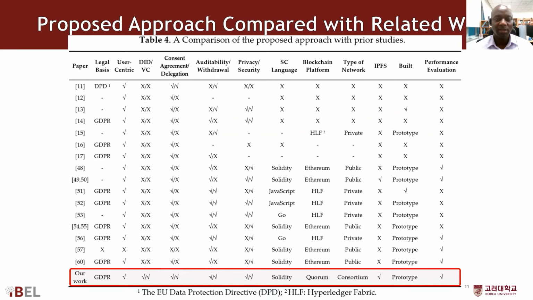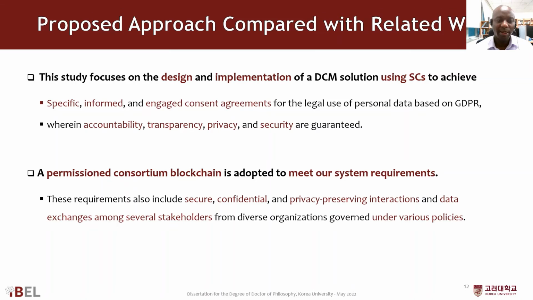As you can see in this table, we compare our work with existing studies considering several criteria, such as the legal basis, the user-centric approach which we use, DID, verifiable credential, the ability to grant consent and delegate consent, to audit the consent-related history, withdraw consent, the privacy and security analysis, the blockchain-related features, the use of IPFS, and so forth.